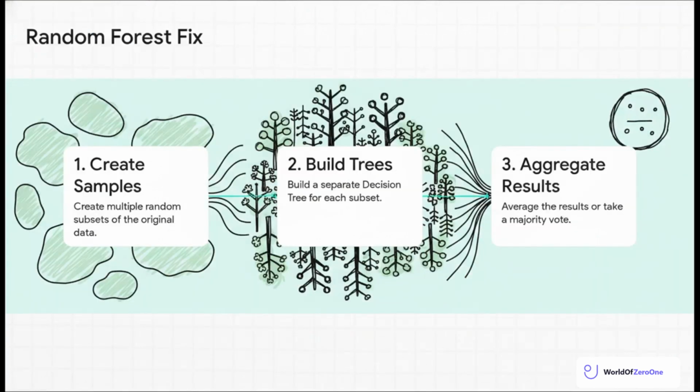And this is where the random forest comes in to save the day. It's a brilliant solution. Instead of relying on one fragile decision tree, you build a whole forest of them. Each tree is trained on a different random sample of the data. Then, you just aggregate all their predictions. It's the exact same principle as using the median instead of the mean. It's more robust, it isn't swayed by one single outlier, and it gives a much more reliable result.